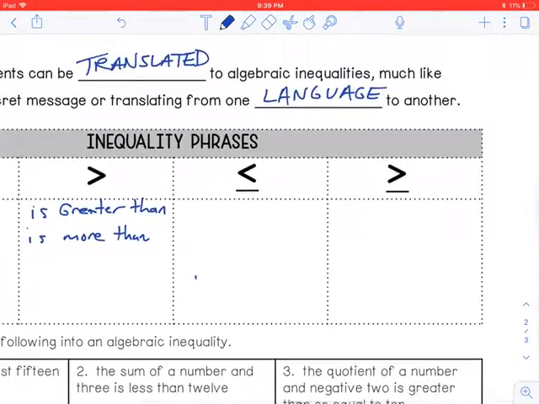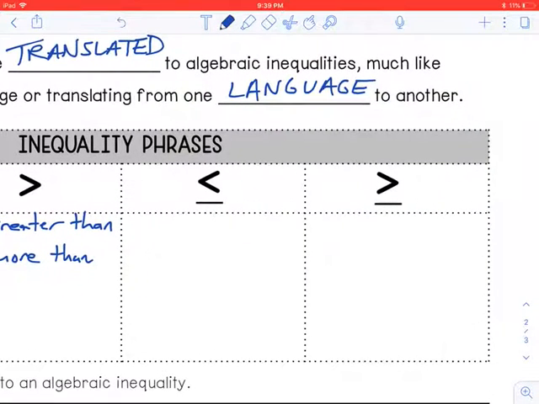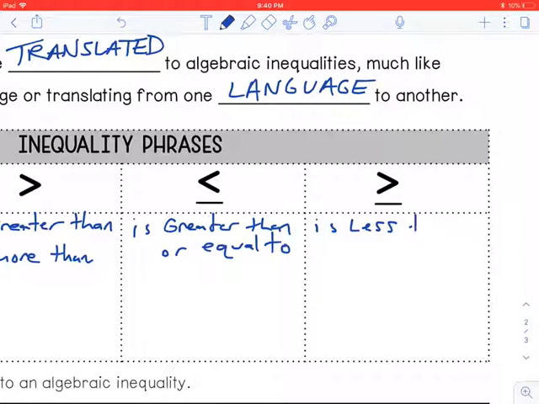When there's an underline, there's quite a few actually for those. So "is greater than or equal to." "Is less than or equal to."